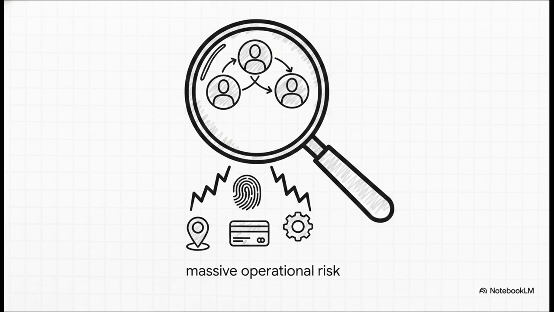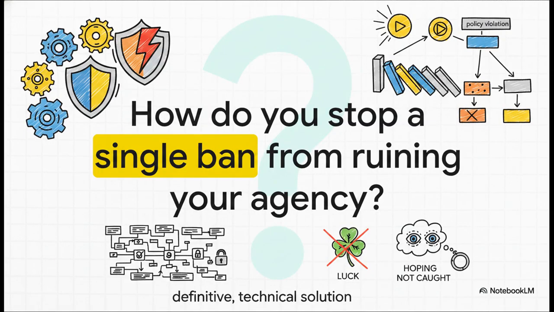They are constantly, and I mean constantly, looking behind the scenes. They're scanning for shared IP addresses, identical browser fingerprints, shared payment methods, and even your specific behavioral patterns. If they link your accounts together, well, you've got a massive operational risk on your hands. Which brings us to the million-dollar question we all have to face. How do you stop a single ban from burning down your entire agency?